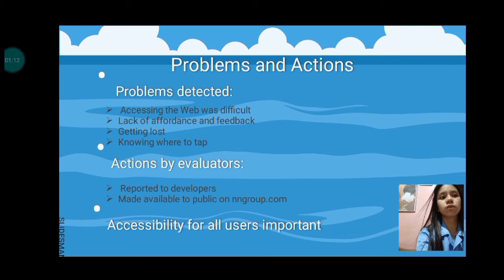Actions by evaluators. Reported to developers. Made available to the public on nngroup.com. Accessibility for all users is important.